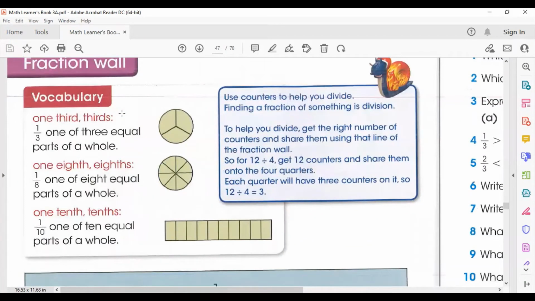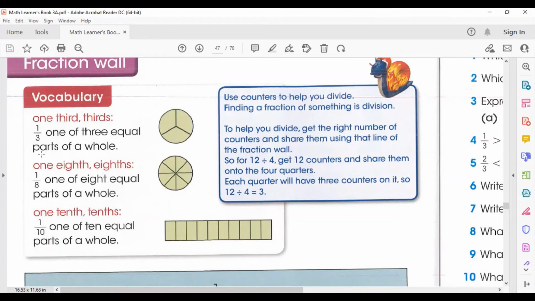Fraction wall vocabulary: 1/3. As I told you before, if you make a whole shape into equal parts, you can write it down. You write the number of parts you're choosing over the total number of parts, mostly 1. If you color 2 parts, for example, that is called 2 by 3. If I color 4 parts, it's 4 by 8, otherwise it's 1 by 8.